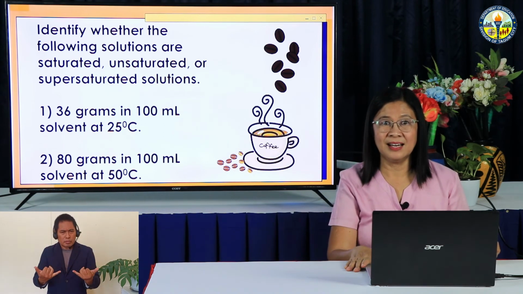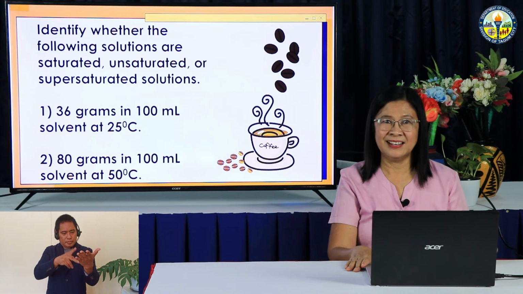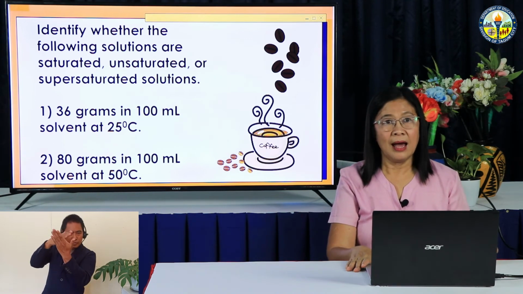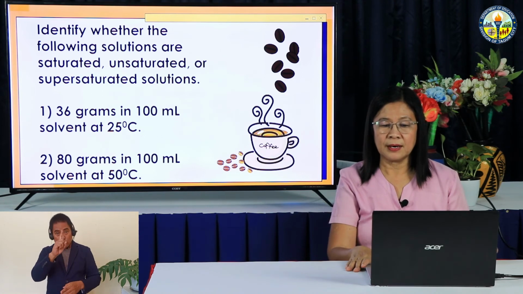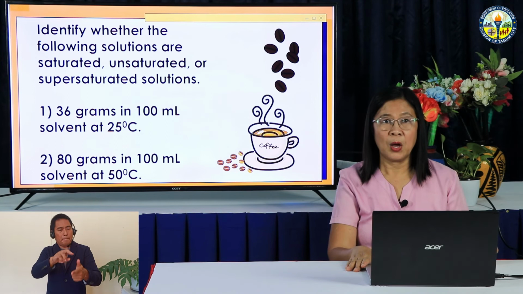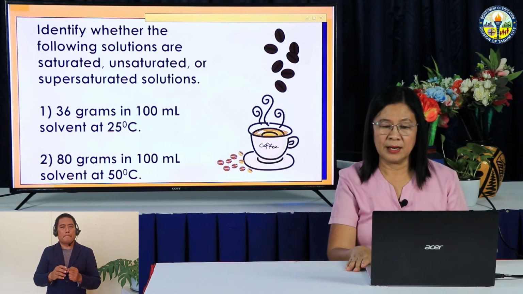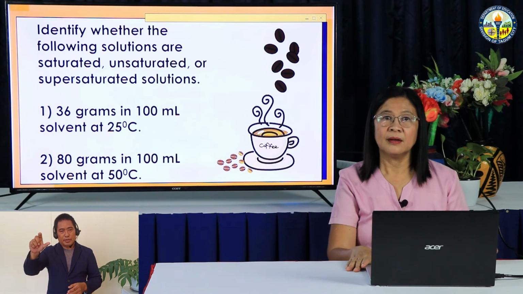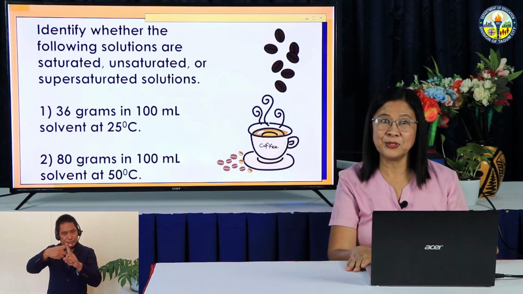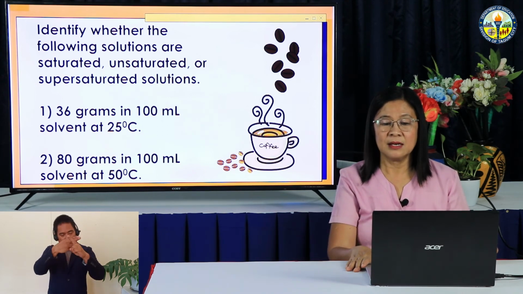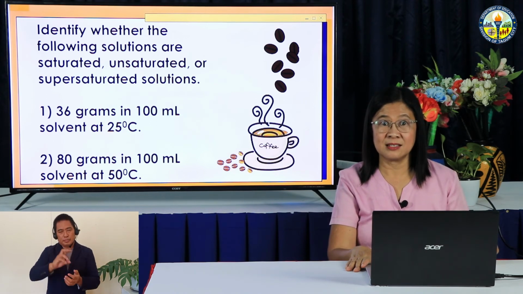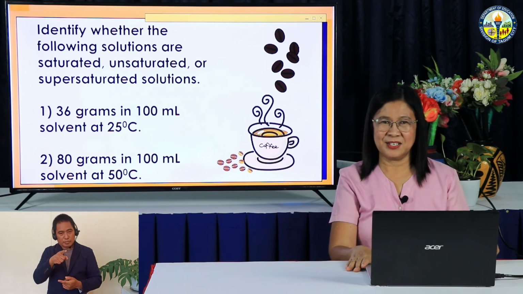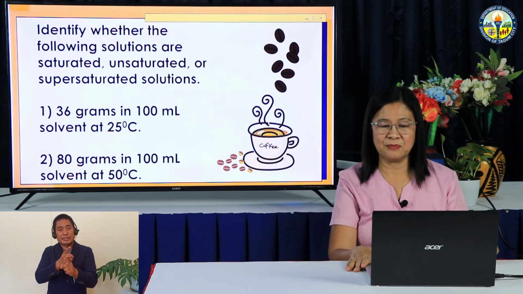In this part of the lesson, let's check what you have learned today. Identify if the following solutions are saturated, unsaturated, or supersaturated. 1. 36 grams in 100 ml solvent at 25 degrees Celsius. Correct. Unsaturated solution. 2. 80 grams in 100 ml at 50 degrees Celsius. Correct. Saturated solution. Can you continue now with the rest of your module?